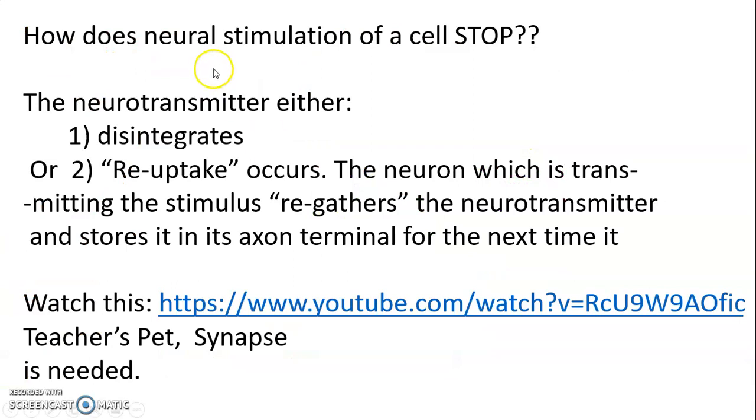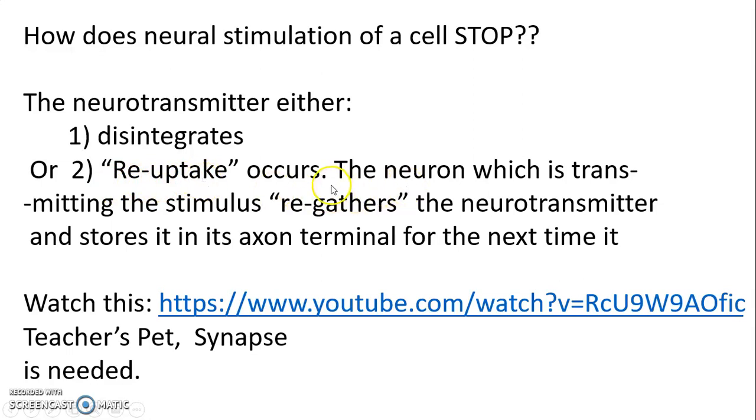Okay, next thing I wanted to review. If you remember, when a neurotransmitter is in the synapse, it's stimulating the receiving cell, right? And that stimulation would continue, and that nerve cell would keep firing and firing and firing, keep being stimulated nonstop if something doesn't stop it. So how does the neurotransmitter stop? How does neural stimulation stop? Two ways. The neurotransmitter can disintegrate, or very often, the neurotransmitter goes through what's called reuptake.